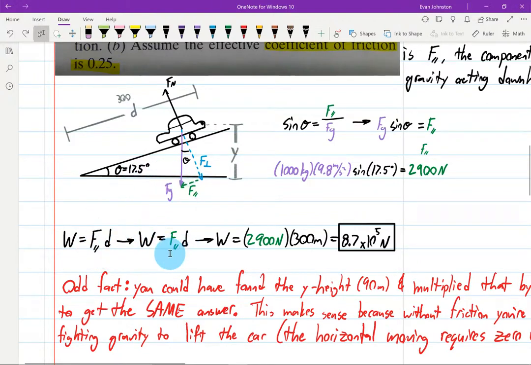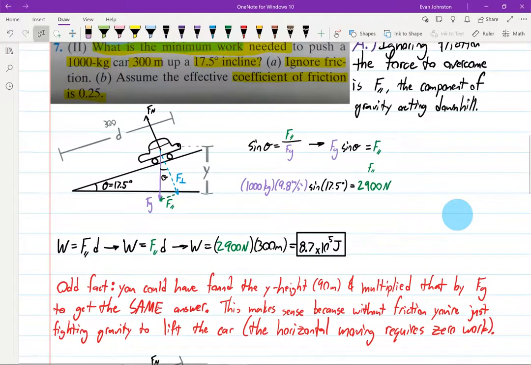So I swapped out for the parallel force. We know d was this 300 meters. I just multiplied those two and I got this many, and this is actually incorrect. It should not be newtons. It should be joules of work. I apologize about that.